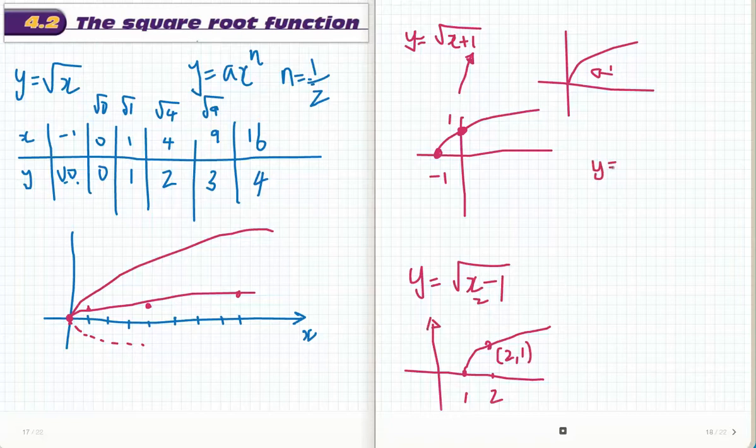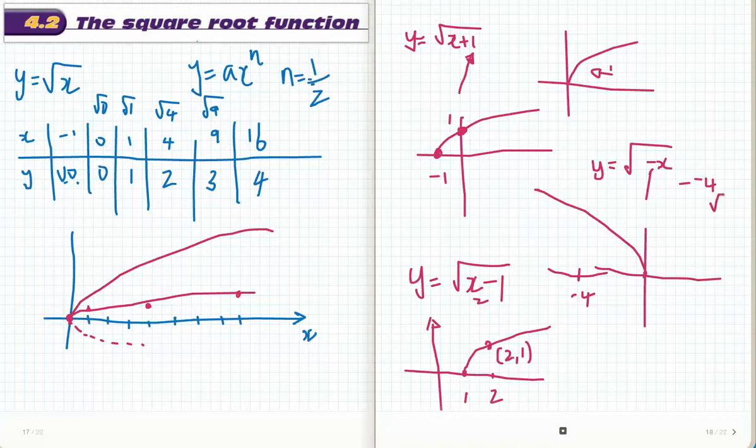If I have y equals the square root of -x, this negative reflects it over the y-axis, so in actual fact the graph's going to look like this instead, where when x equals -4, the square root of -4 is the same as the square root of 4, which is 2.